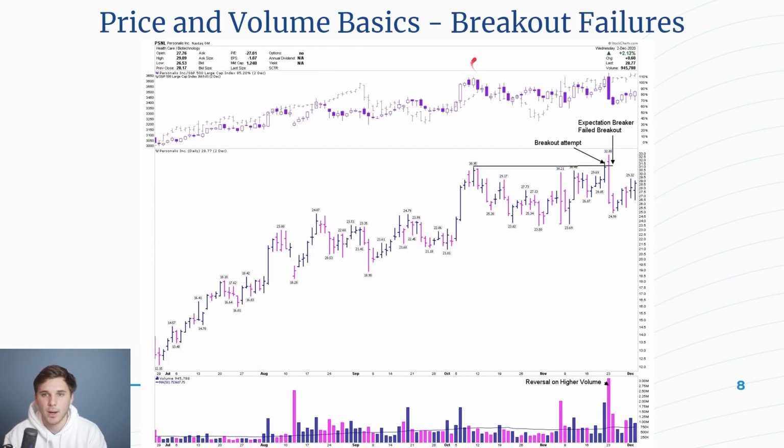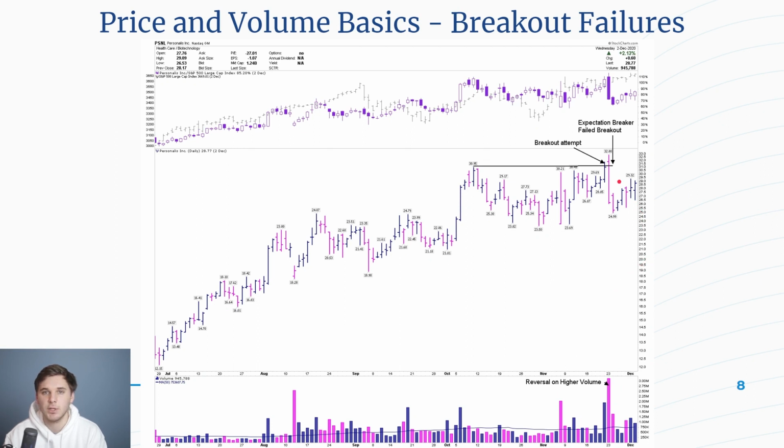And moving on, we also want to talk about breakout failures. So on this day, we had a move towards this pivot on above average volume, but on the next day, we move up and then completely reverse on very high volume, higher volume than the breakout attempt.